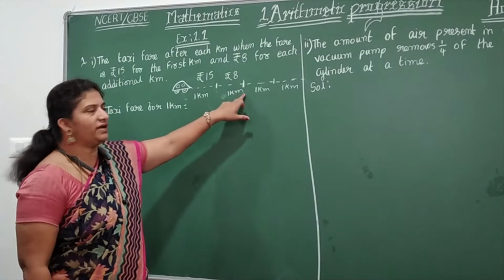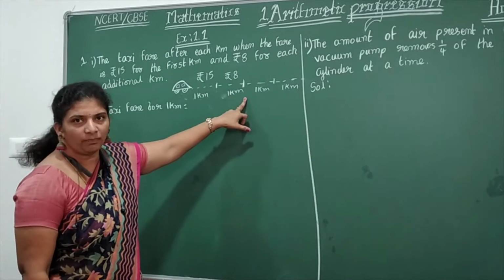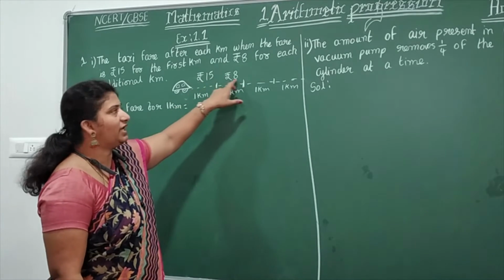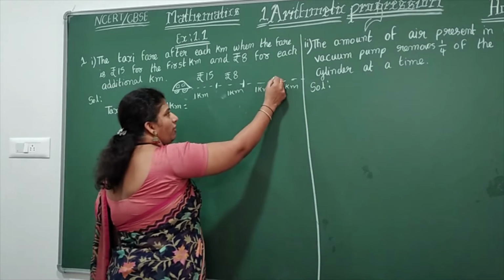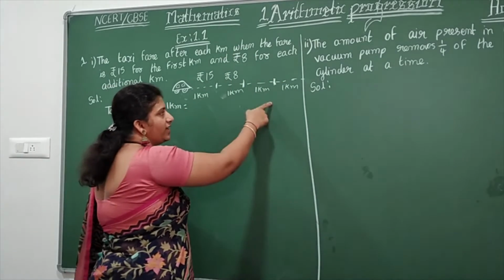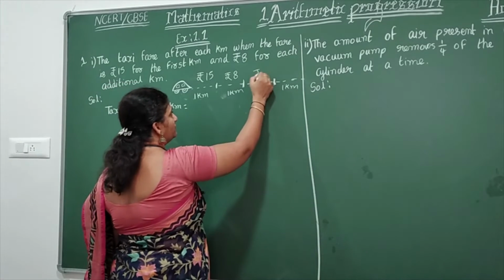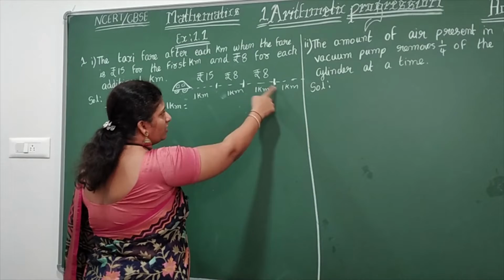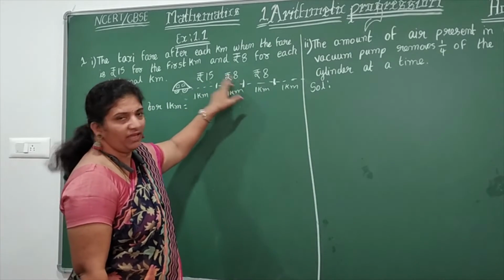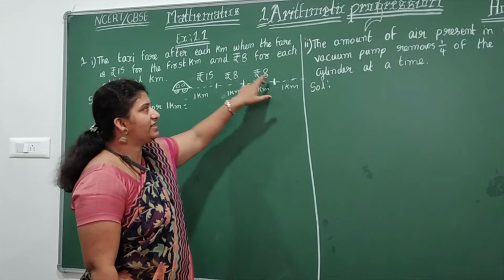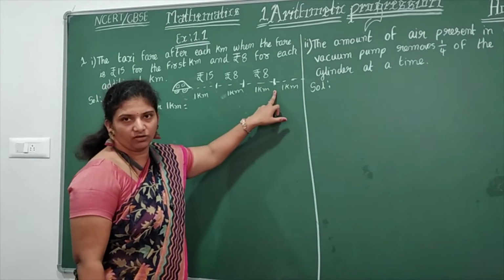Suppose you have taken a drop at the second kilometer. 1 plus 1 will be 2. So how much amount do you need to pay here? Add this, children: 15 plus 8. 23 rupees you need to pay. Suppose you have taken a drop at the third kilometer, means after 3 kilometers you have taken a drop. So now how much amount do you need to pay here? Again another kilometer, 8 rupees. So now go on adding this. 15 plus 8 will be 23. 23 plus 8 will be 31 rupees you need to pay after 3 kilometers.